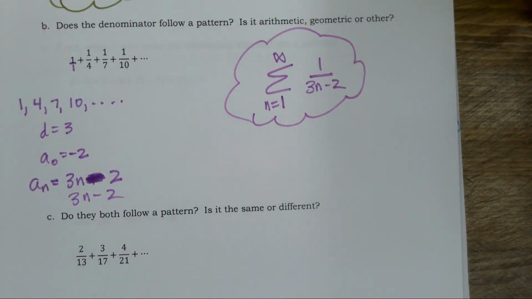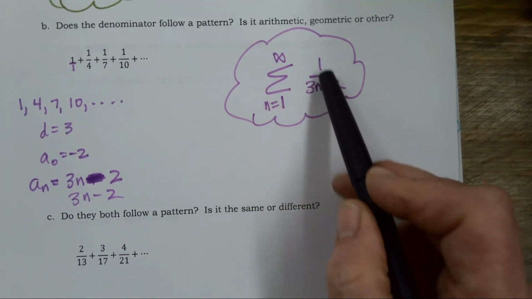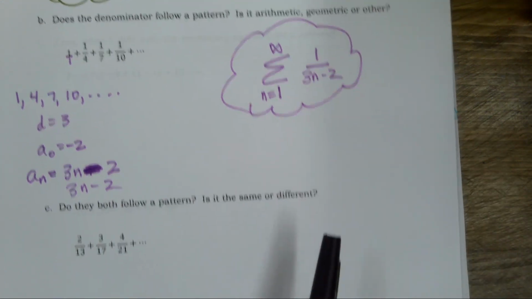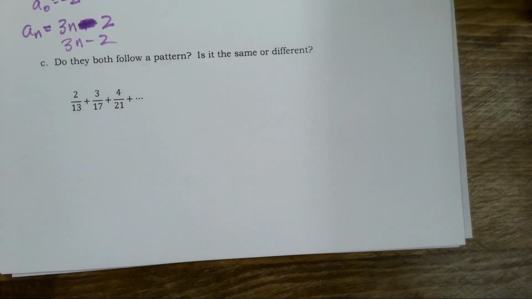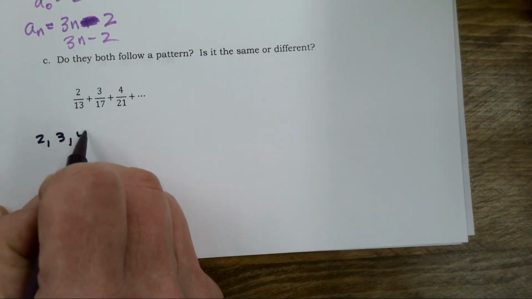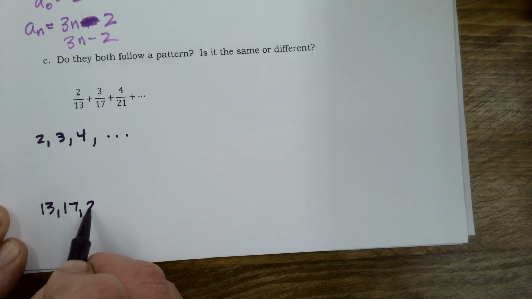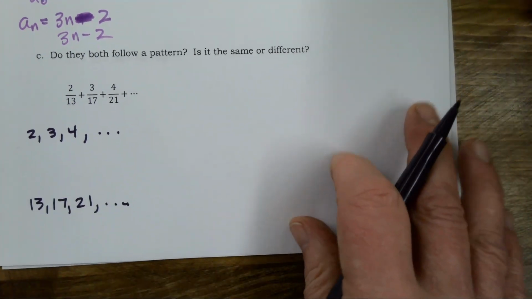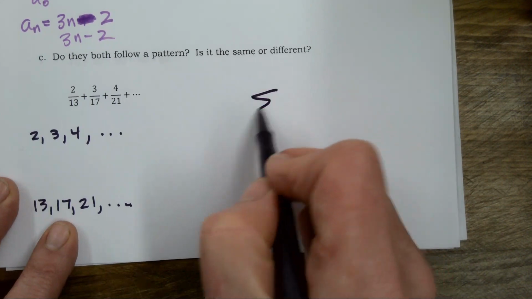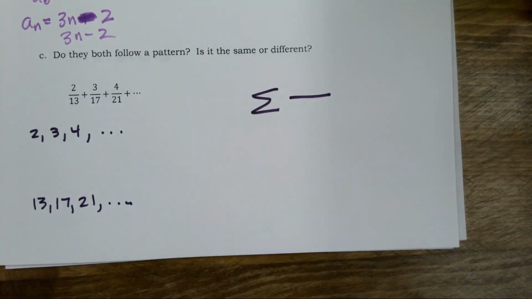There are also going to be other occasions where the numerator and the denominator both change, but they change differently. So like this one where I separated the numerator and the denominator, on my next one, I'm going to do the same thing. I'm going to look at 2, 3, 4, and I'm going to look at 13, 17, 21, separate from each other. So when I set up my sigma notation, I'm going to have one formula that goes up on the top and another formula that goes on the bottom.